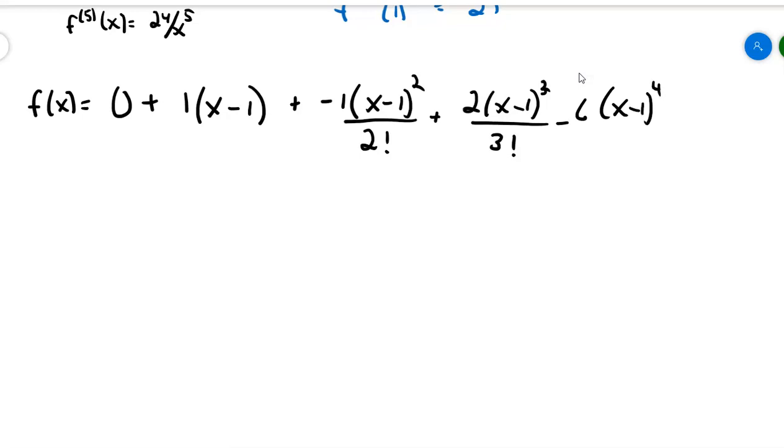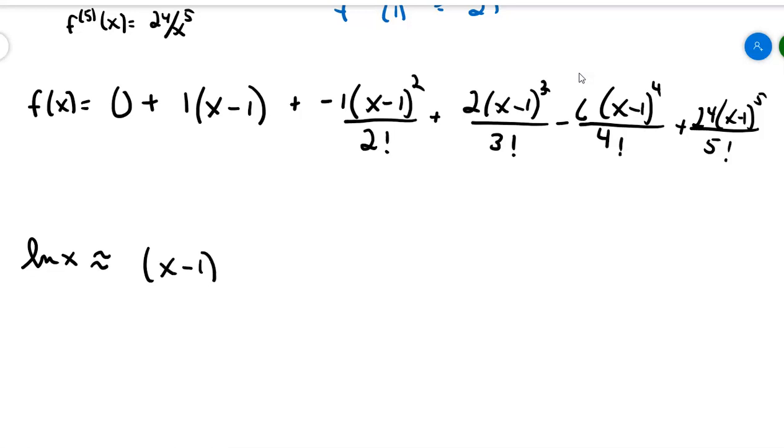x minus 1 to the fourth over 4 factorial, and then plus 24 x minus 1 to the fifth over 5 factorial. Let's see if we can clean this up a little bit. I claim that the natural log of x is approximately equal to, because it's not exactly equal, because I stopped at 5 terms. The 0 just drops, right? So I'm left with an x minus 1. Now the next one will be a minus, because there's a minus. x minus 1 squared. Maybe I really don't need the factorial next to the 2 on the bottom, so I'll just leave it as 2.